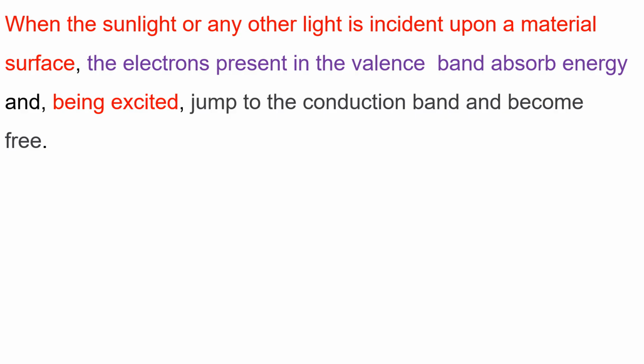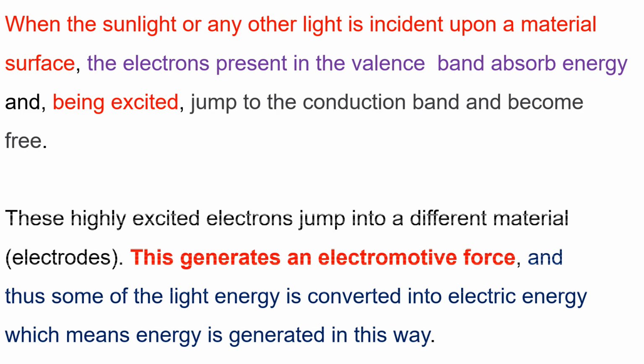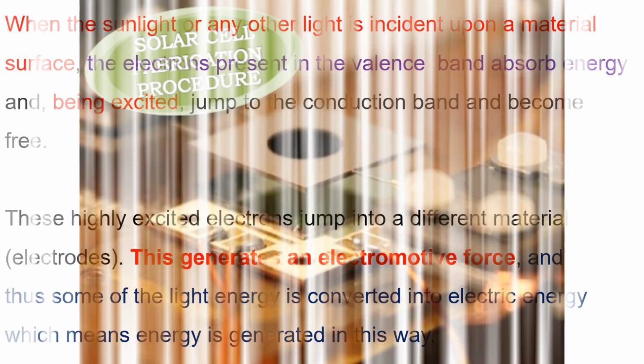When the sunlight or any other light is incident upon a material surface, the electrons present in the valence band absorb energy and being excited jump to the conduction band and become free electrons. These highly excited electrons jump into a different material, say electrodes. This generates an electromotive force or voltage, and thus some of the light energy is converted into electric energy, which means energy is generated in this way.